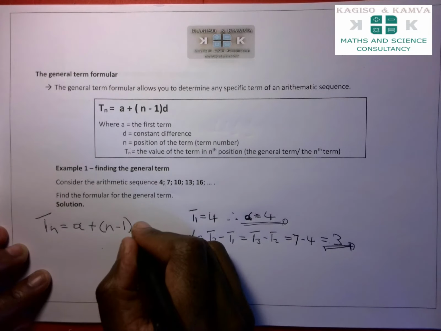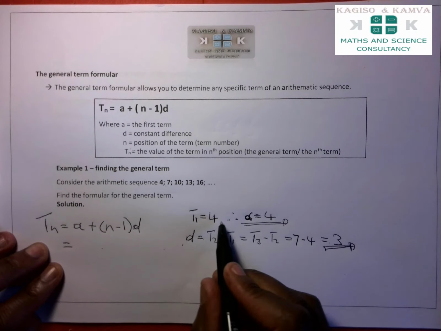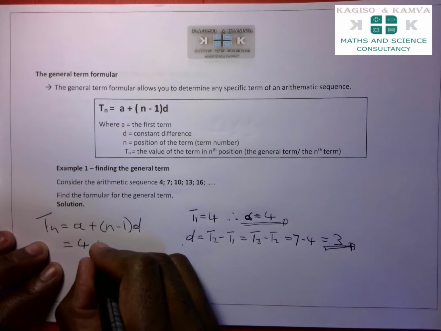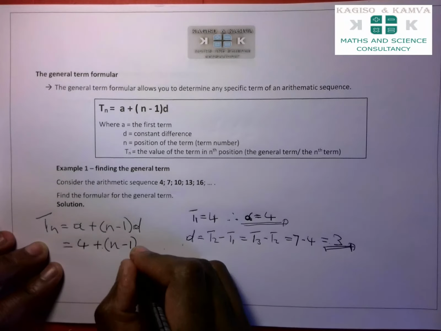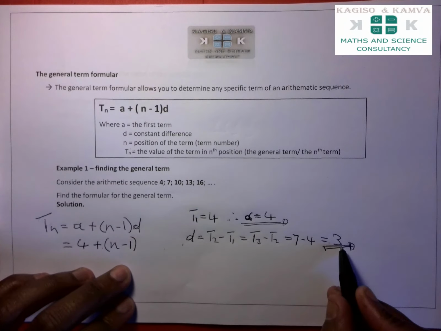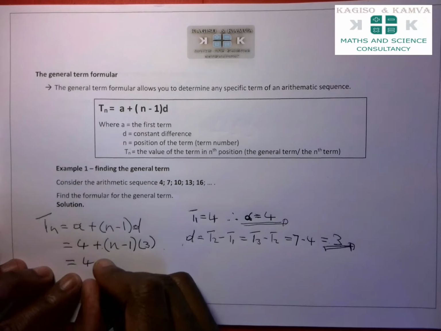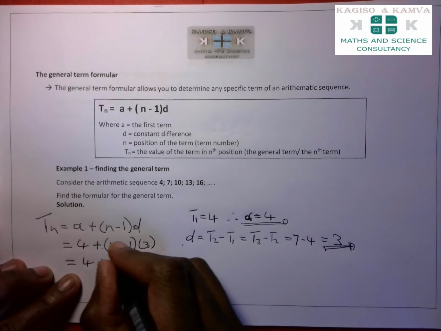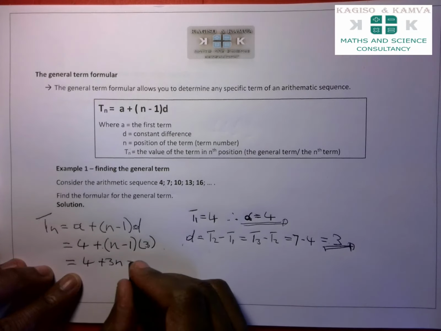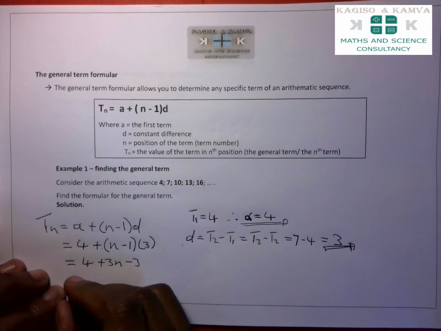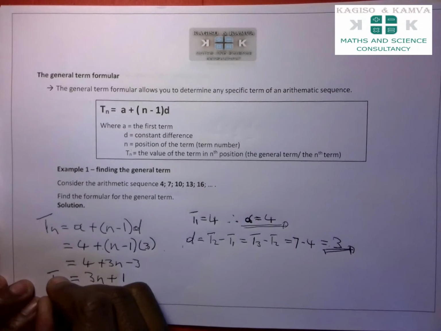Now, what is the value of the first term? The first term is 4. We say 4 plus (n minus 1), close bracket. What is the difference? The constant difference is equal to 3. So 4 plus, when we simplify this, it will be 3n minus 3, and then 4 minus 3 is 1. So only 3n plus 1. This is going to be the general term.